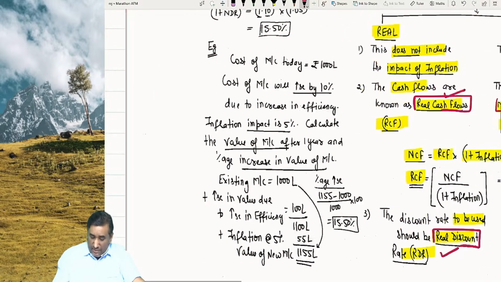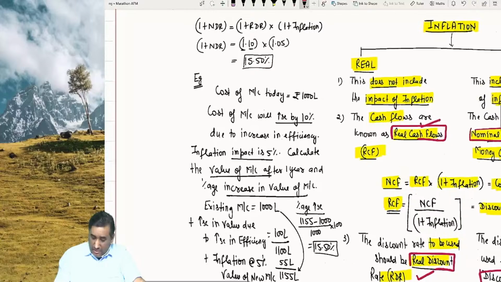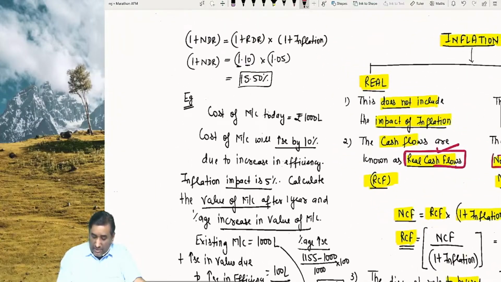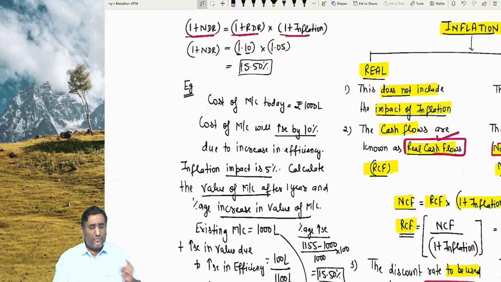Now in this case, how do we use this? I have used the formula here: 1 plus nominal discount rate, again multiplicative. I'll explain with the help of an example. It is 1 plus real into 1 plus inflation. Now what is real? I have spoken about this term with you in capital budgeting also. Real is actual, which is because of the efficiency of the asset.